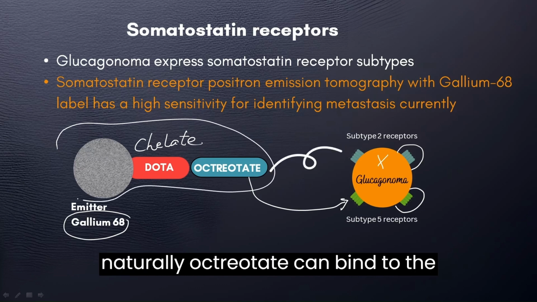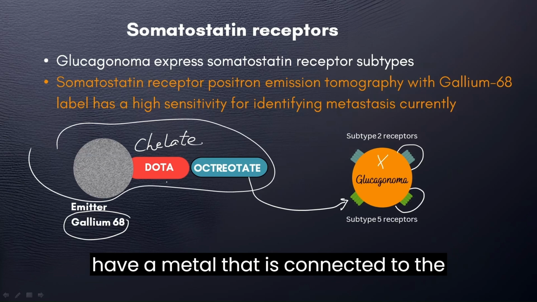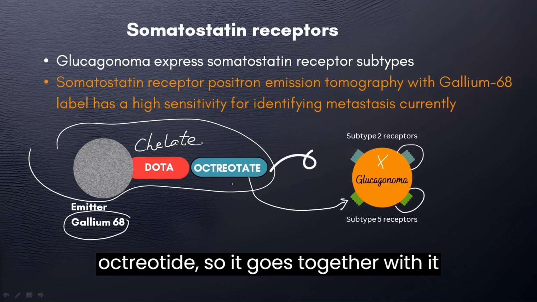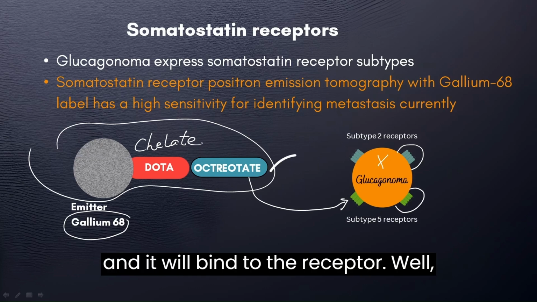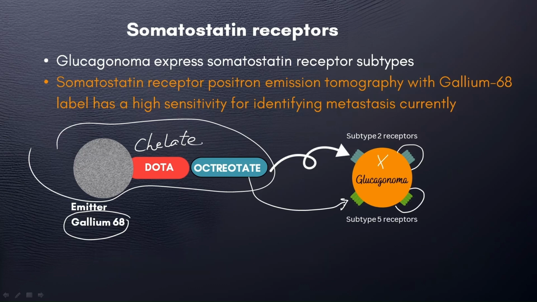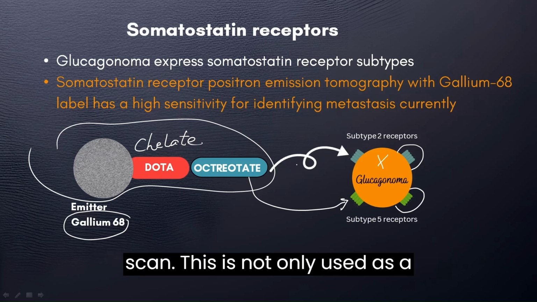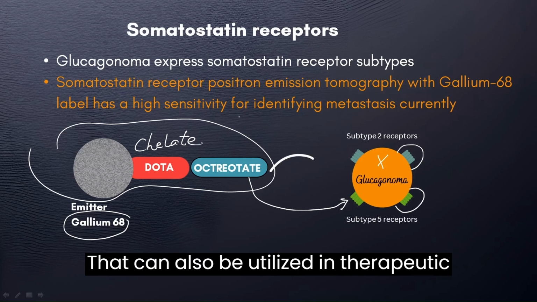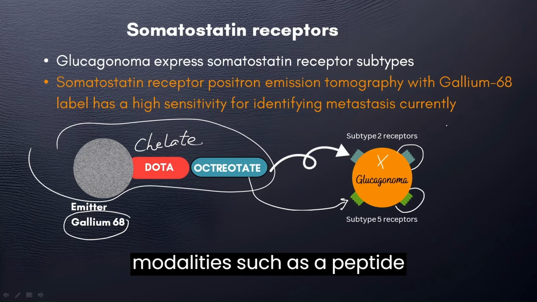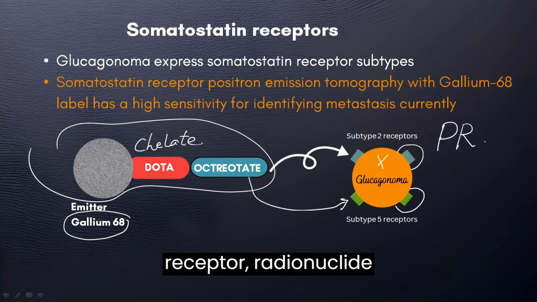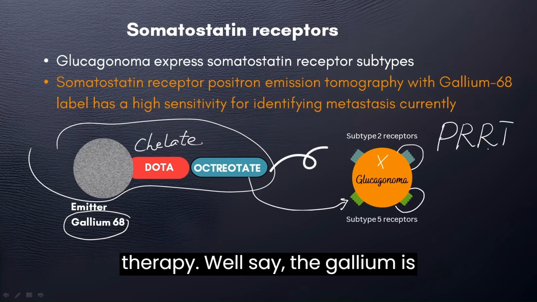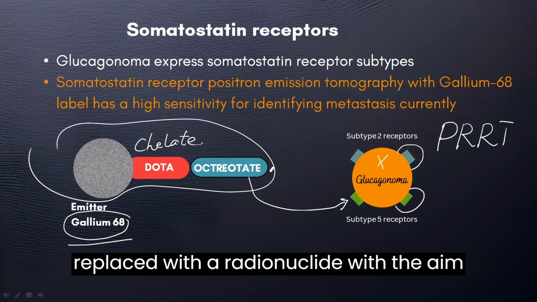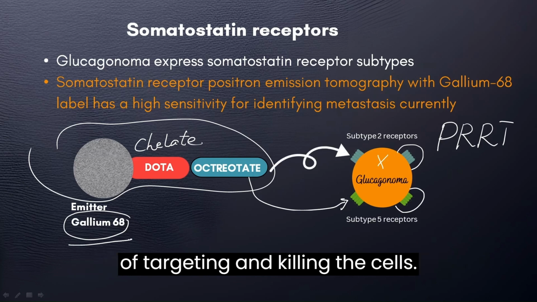And as I said, naturally, octreotate can bind to the receptors. But now we have a chain, we have a metal that is connected to the octreotate. So it goes together with it and it will bind to the receptor. Well, when that happens, the effect is that this enhances the imaging on the PET scan. This is not only used as a diagnostic technique, but can also be utilized in therapeutic modalities such as a peptide receptor radionuclide therapy, where, say, the gallium is replaced with a radionuclide with the aim of targeting and killing the cells.